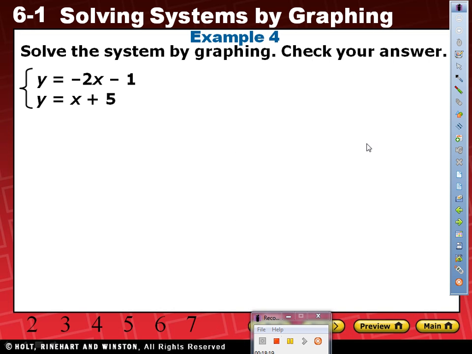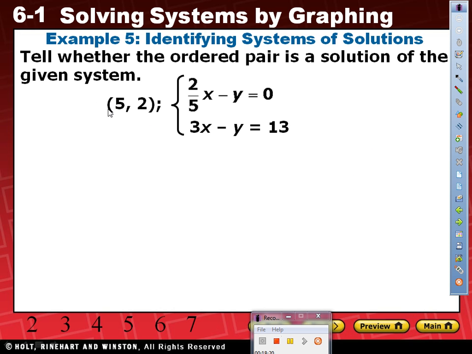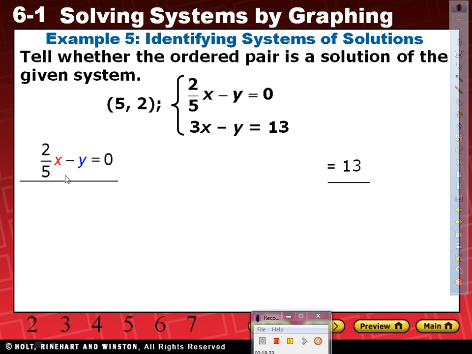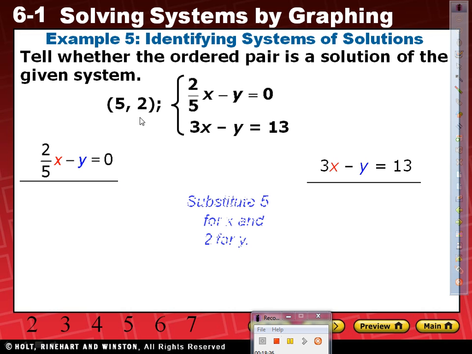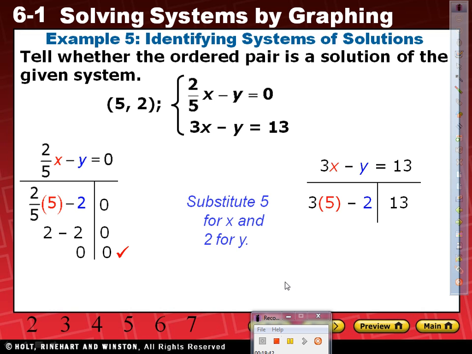Pens down, eyes up here. Watch. Look at this one. Tell whether the ordered pair is a solution to the given system. So what do we need to do to find out? Substitute. So check this out. Pens down, eyes up here. We write our equation for both, and all we have to do is substitute the values. If it's true for the first, then we go to the second. If it's true for the second, then it is a solution.